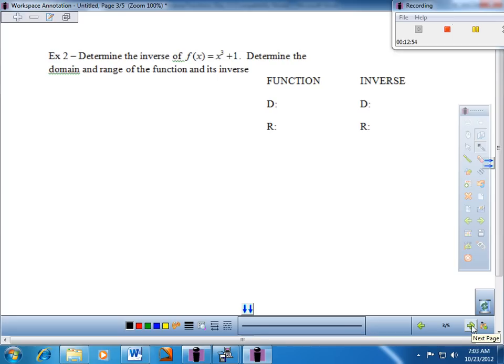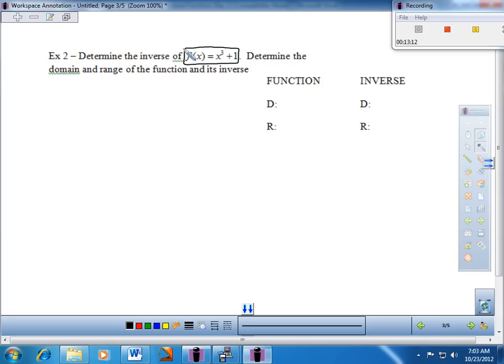It basically says determine the inverse of f of x equals x cubed plus 1. Determine the domain and range of the function and its inverse. All right, so let's play it all out here. And by the way, it looks like I have 3 examples on this side of the paper. And I would argue it probably goes, relatively speaking, of course, easy level, medium level, and then hard level. So let's take a look and see what unfolds.